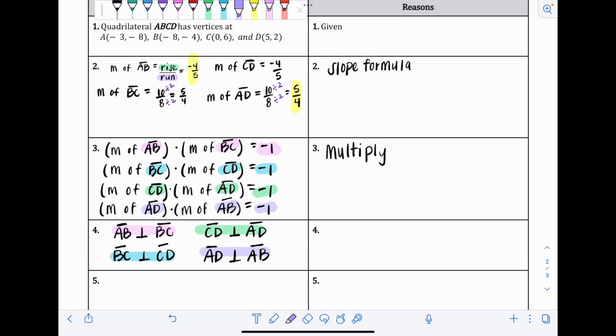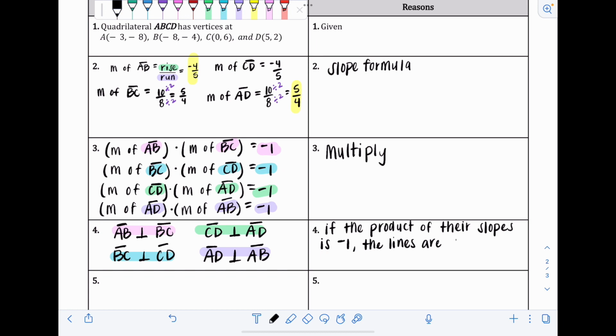And our reason for this is just exactly what I've been saying after each line. If the product of the slopes of the lines is -1, they're perpendicular. So if the product of their slopes is -1, the lines are perpendicular.